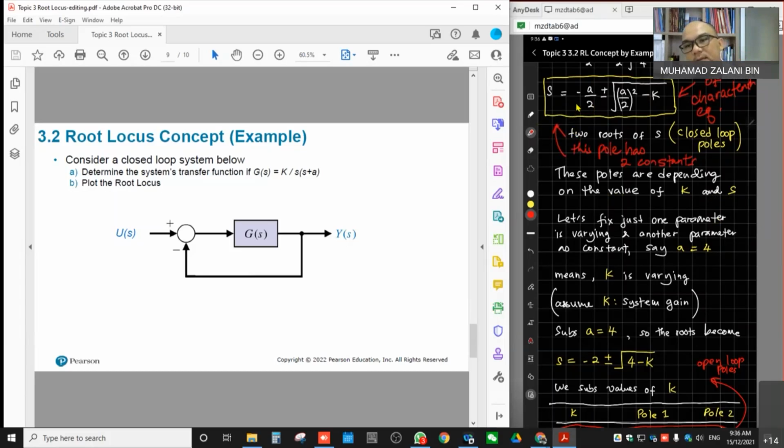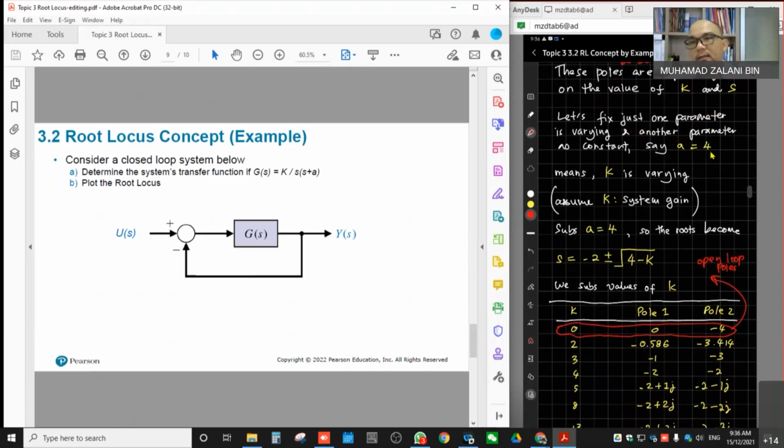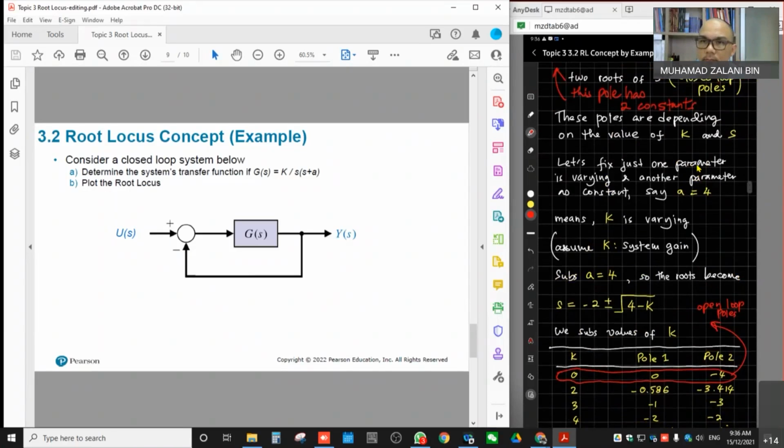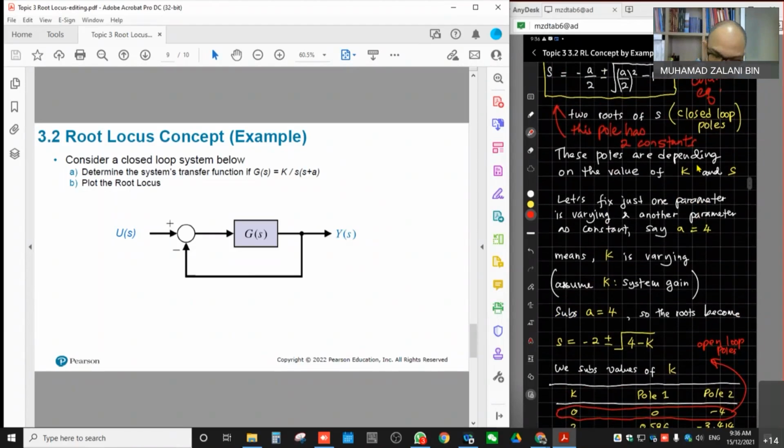Okay, to determine the value of the poles, we should substitute the values of K and A. The poles depend on these parameters, which are K and A.